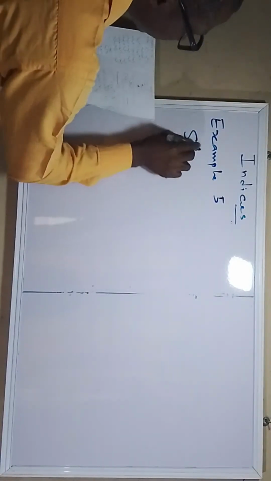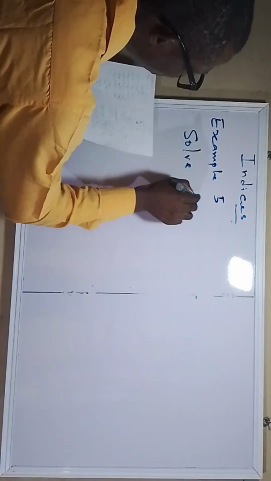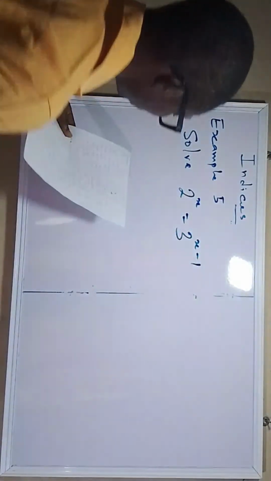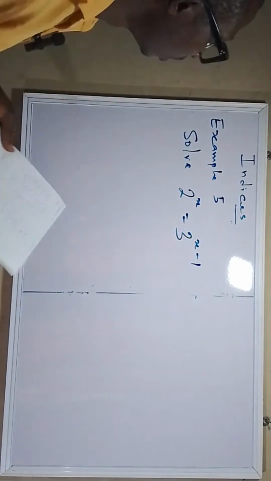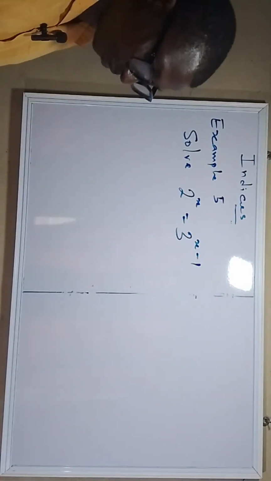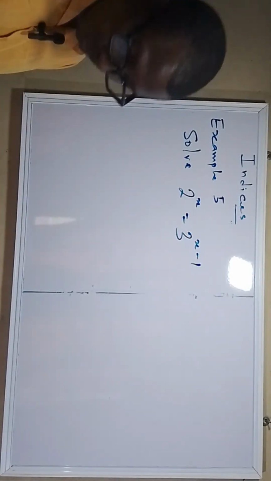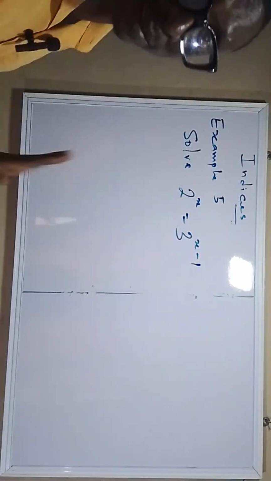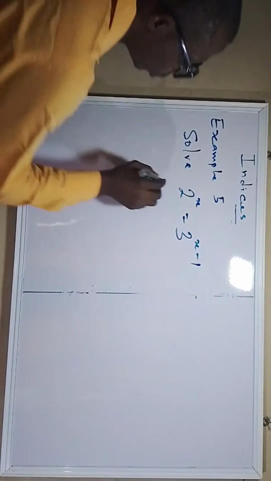Now solve 2 raised to the power of x equals 3 raised to the power of x minus 1. Now look at the question we have here. Now when you look at it carefully, you see that the bases are not the same thing. So now how do we solve this type of problem?